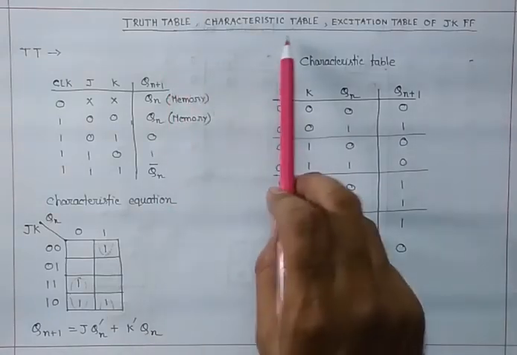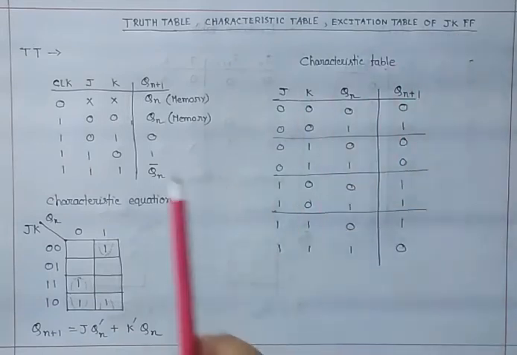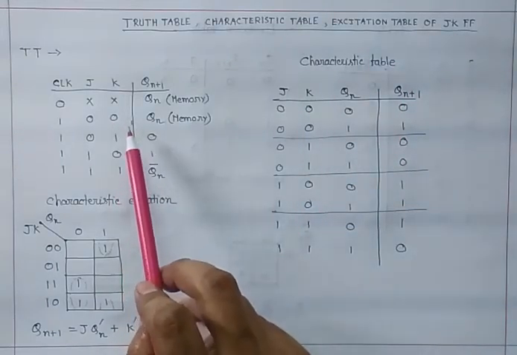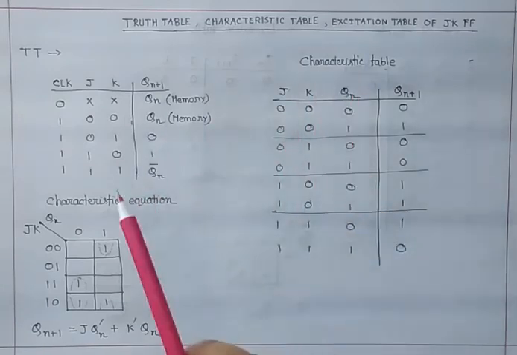Truth table, characteristic table, and excitation table of JK flip-flop. We know the truth table of JK flip-flop. We can easily form the characteristic table from the truth table.